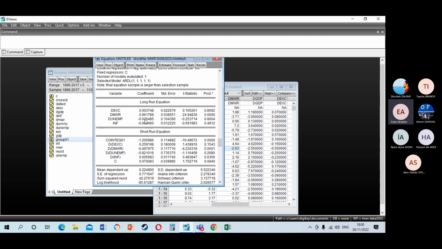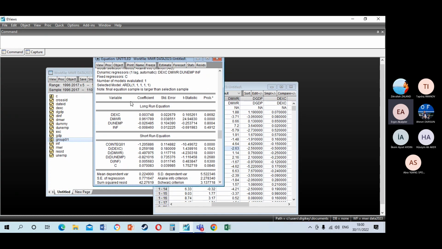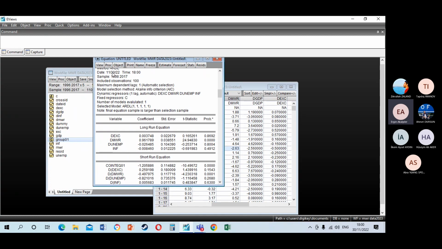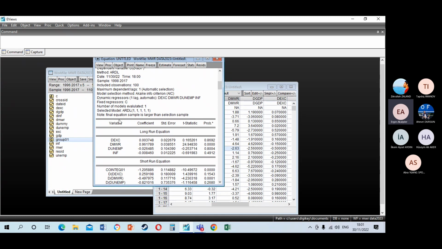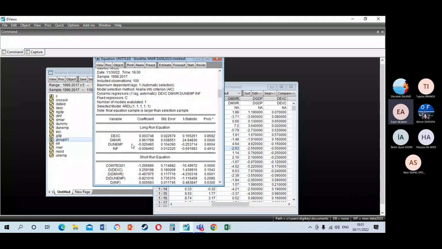When you are looking at the coefficients, you are observing here the co-integration is 1.2, which is very high, and it is negative. It is also good for the short run and for the long run. When you look at the relationship with the GDP, you see the GDP is the dependent and these are independents, and there is a relationship shown here.